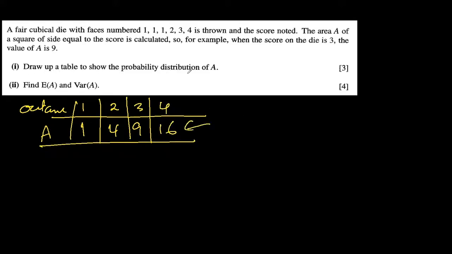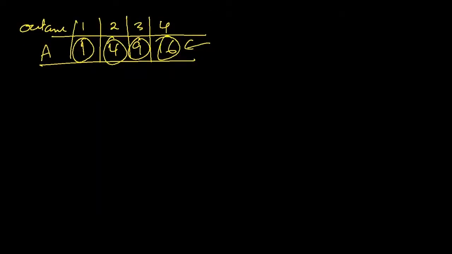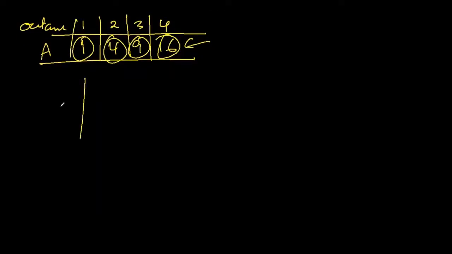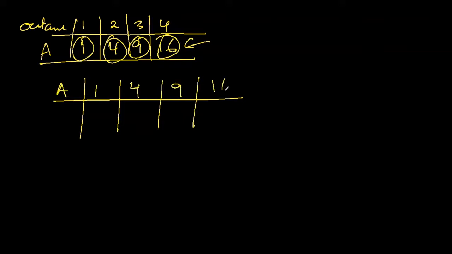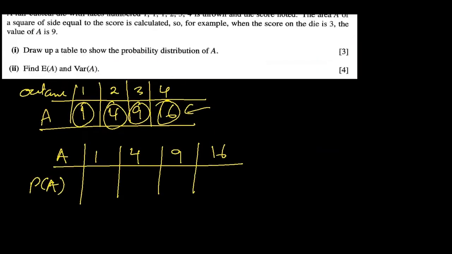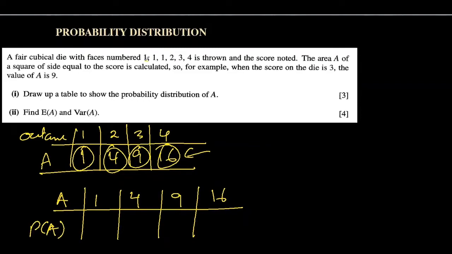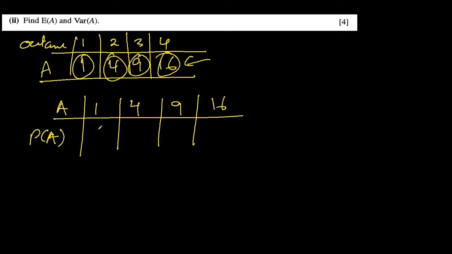Draw up a table to show the probability distribution of A. So we have just these 4 outcomes possible. Yes. So let's make a probability distribution table for this. So if A is 1 or 4 or 9 or 16, what will be the probability of A? So 1 is being achieved when outcome is 1. So it is 3 out of 6. So the probability of A equal to 1 is half, 3 out of 6.